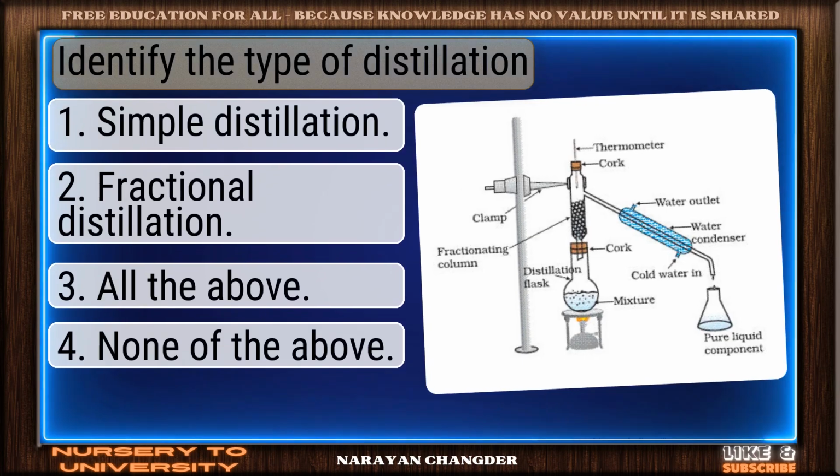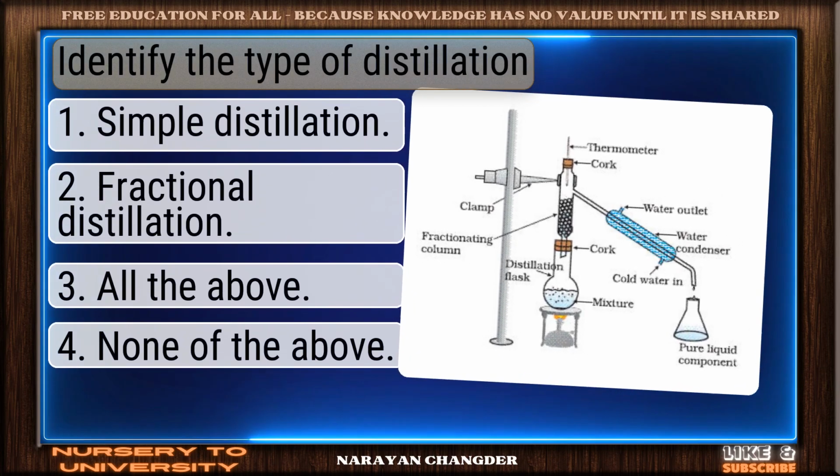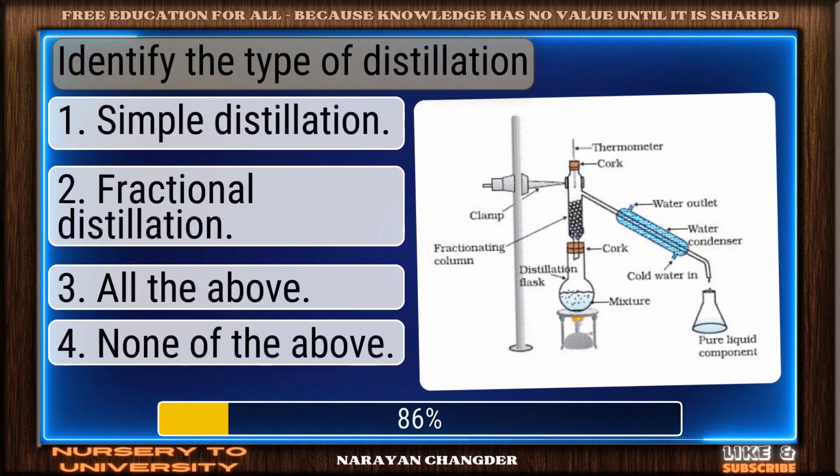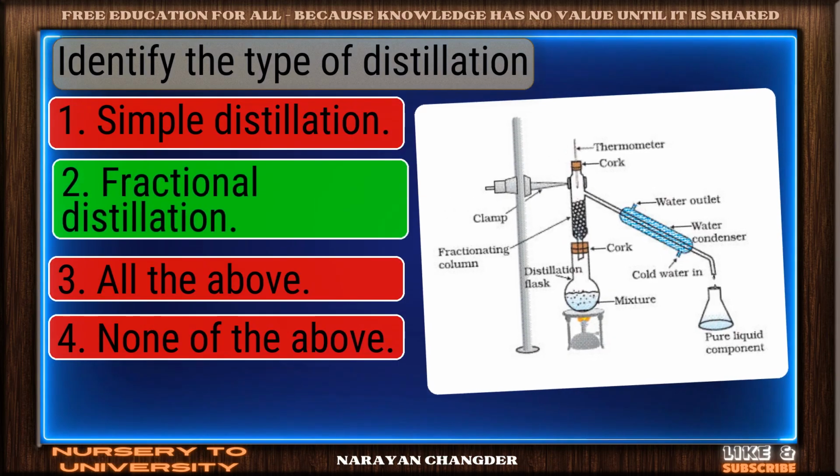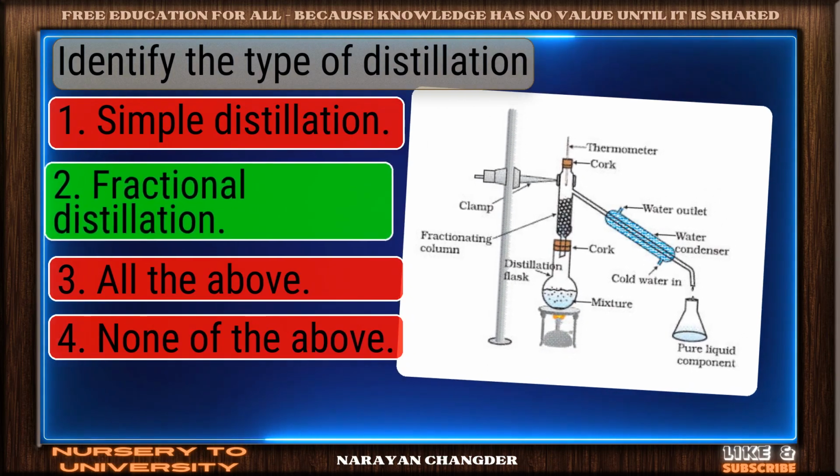Question number 20. Identify the type of distillation. Sharp thinking. Fractional distillation is the right choice.